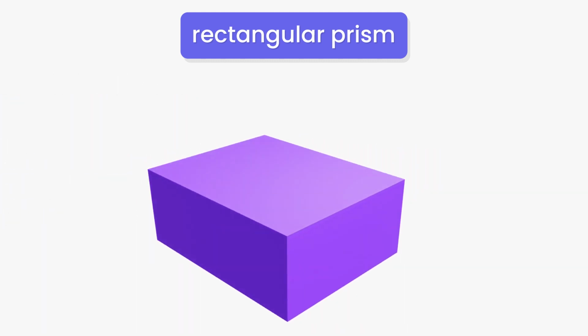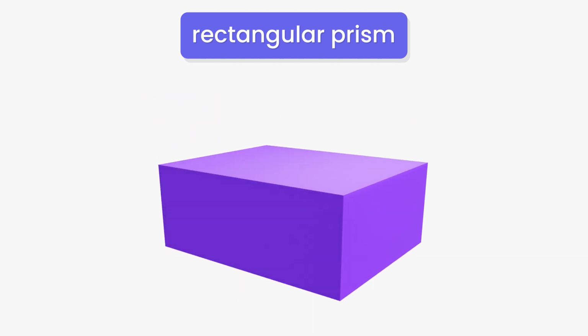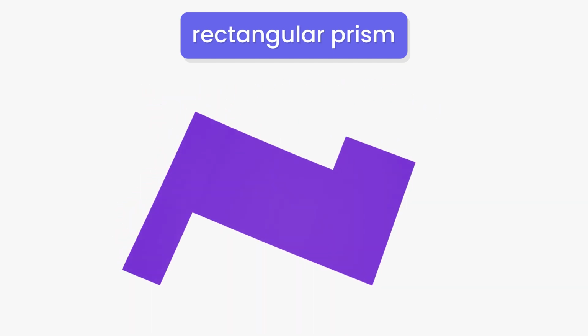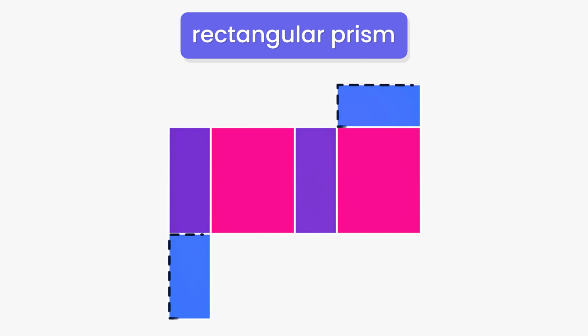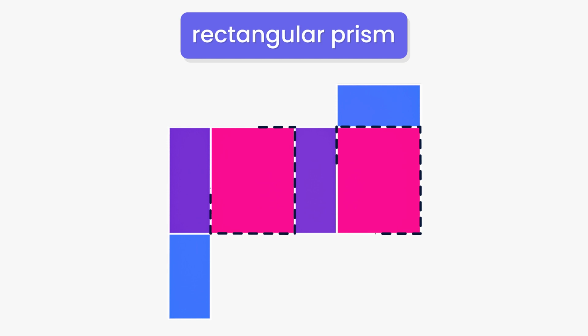When you want to calculate the surface area of a prism, it is a good idea to draw the prism cut open and unfolded. There are different ways to unfold a prism. You can also do it like this. Notice that there are 3 pairs of faces that are identical.